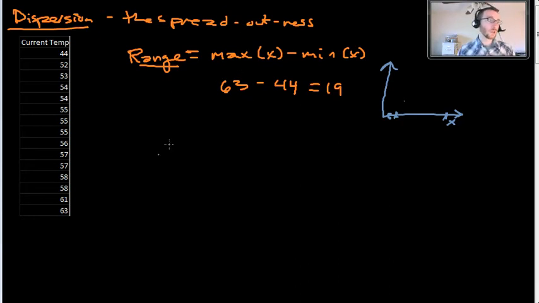The problem with range is that it's very susceptible to changes in the edges. So if this went from 63 to 163, then the range would go up to 119, even though the level of dispersion in our data set hasn't changed that much.